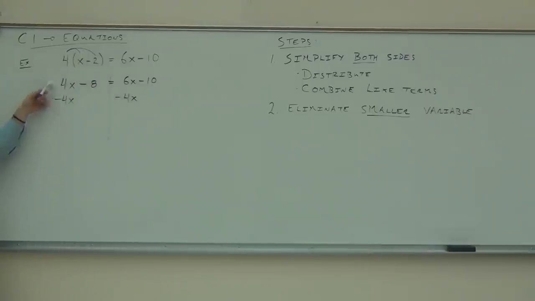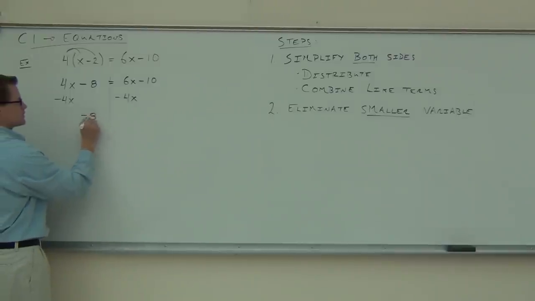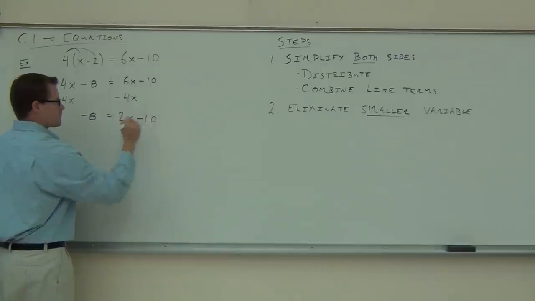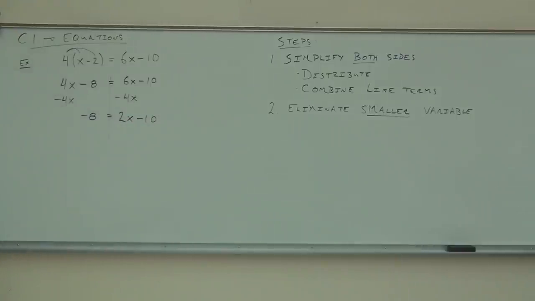So when we do this, what's our 4x and minus 4x? How much do we get there? Zero. What's left on the left-hand side? Negative. Good. Goes with the sign, that negative's still there. On the right-hand side, what do we have? 2x minus 10. Cool. Are we done?